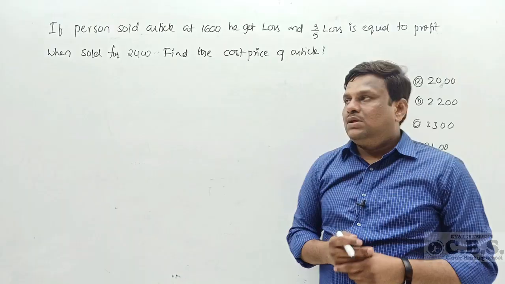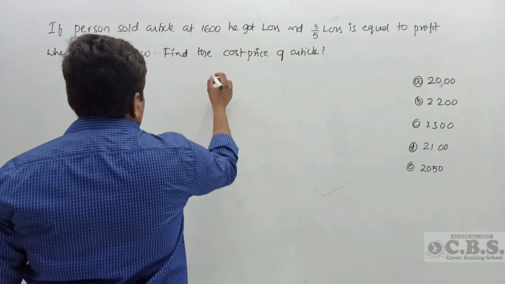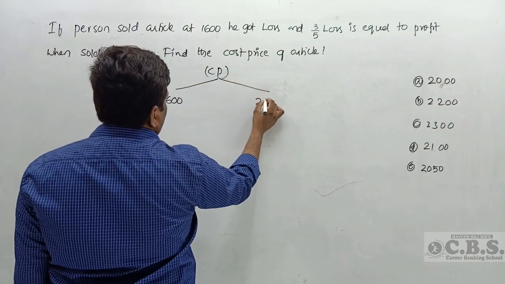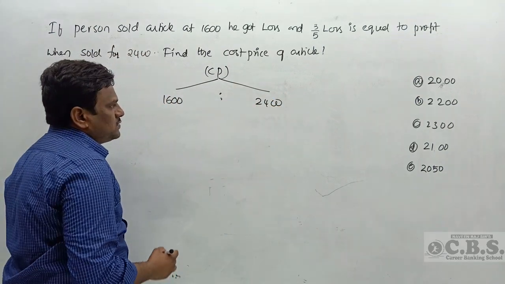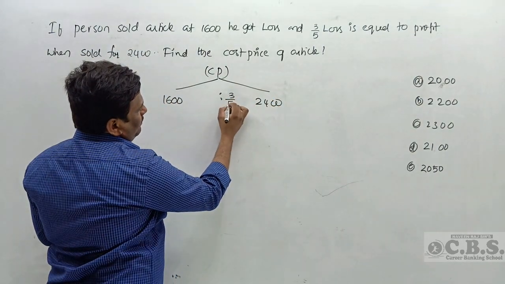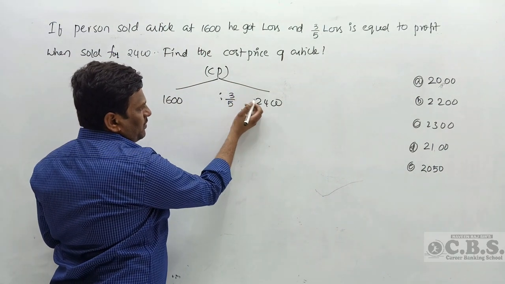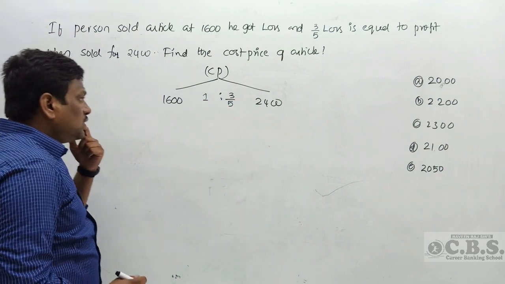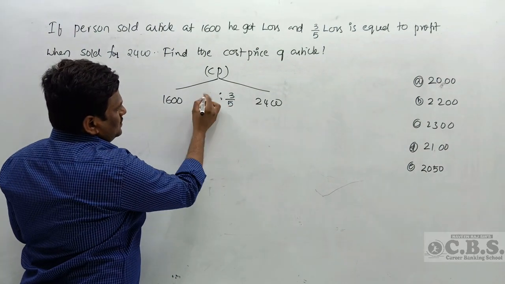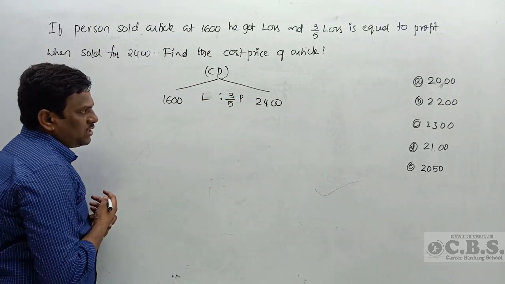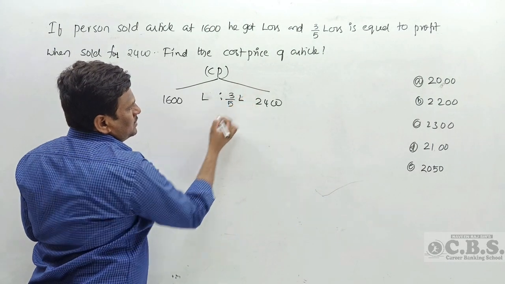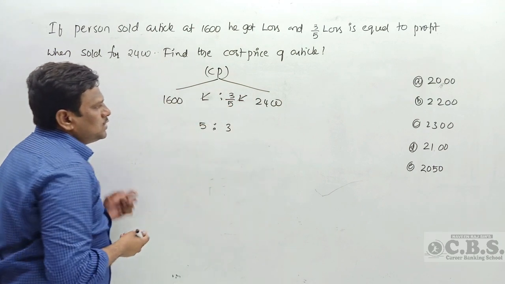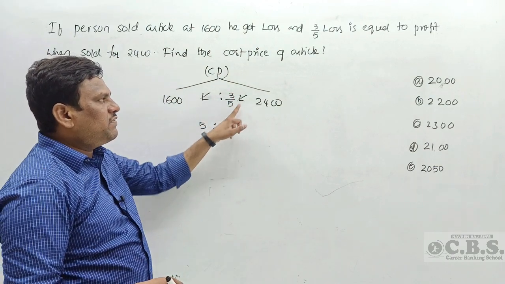Okay, so we can answer this question with our concept also. Let's go for the concept. Here the selling prices are 1600 and 2400. Let me do this simple method. 3/5 of loss is specifically mentioned. So I take loss as L, and profit is 3/5 of L. L cancels, so it is 5:3. If I take loss as L, what is the profit? 3/5 of L.